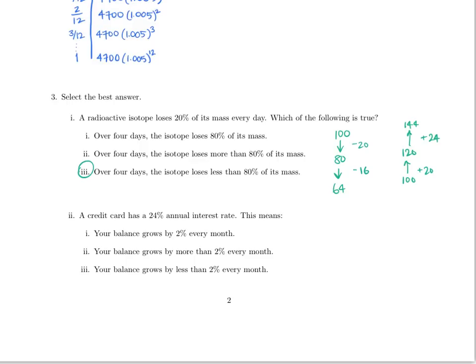So when you're looking here at a credit card that has a 24% annual interest rate, what does that mean about your balance? Well, if you had exactly 2% growth every month, doing that 12 times would actually end up giving you more than 24% over the course of a year. So if you want to hit exactly 24% over the course of a year, that means each individual month has to be growing by less than 2% monthly.